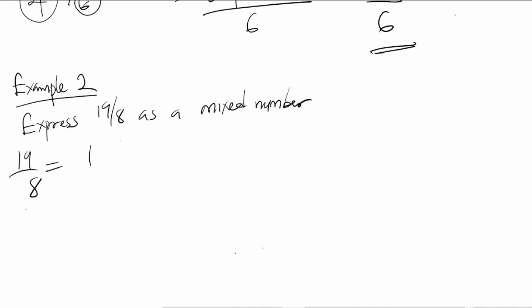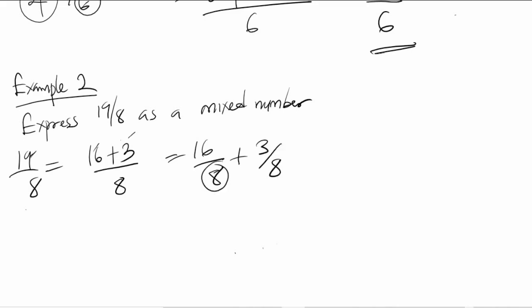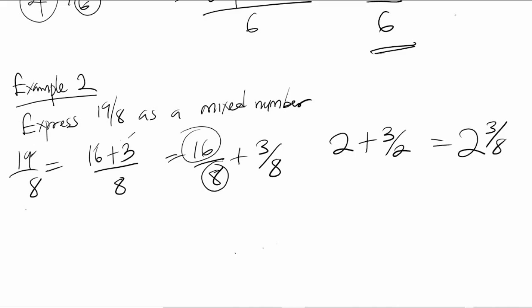19 over 8 is the same thing as 16 plus 3 over 8. 19 is 16 plus 3, and this will be 16 over 8 plus 3 over 8. 16 divided by 8 is 2, plus 3 over 8, and this will be 2 and 3 over 8. That is the answer.